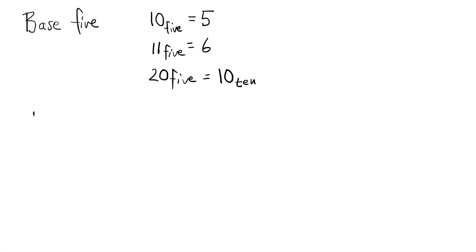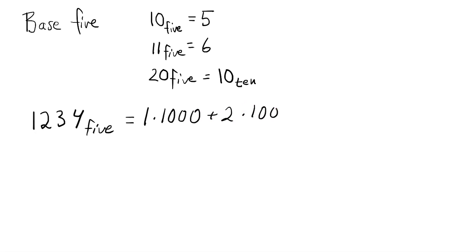So for example, if I want to write a number, I can write it like in a positional system. For example, 1, 2, 3, 4. How much is that if it's written in base 5? In base 5, this means I have 1 of 1000, and I have 2 of 100, and I have 3 of 10, and I have 4 single ones. So how much is this? And here I should write 5, but I just write F to keep it simple.